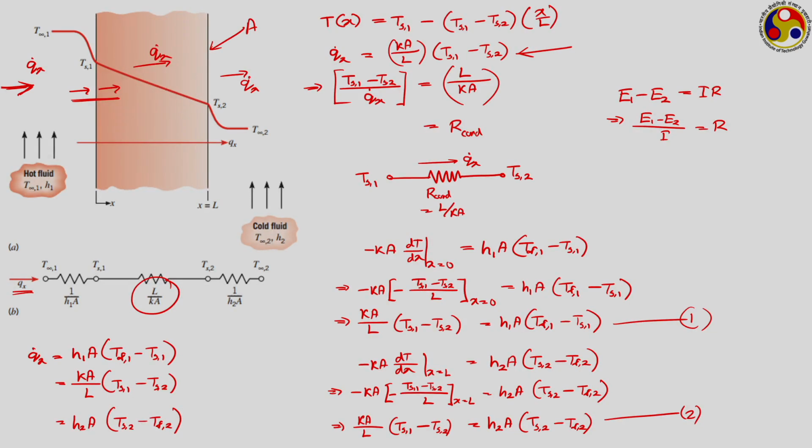Now, if we rearrange all of them again, we know that q dot x can be written this way. Now, for the hot fluid side, we have q dot x is equal to H1 into A into (T infinity 1 minus T s 1), or if we just write the way we got the conduction resistance, it will be (T infinity 1 minus T s 1) upon q dot x, which will be equal to 1 by H A.